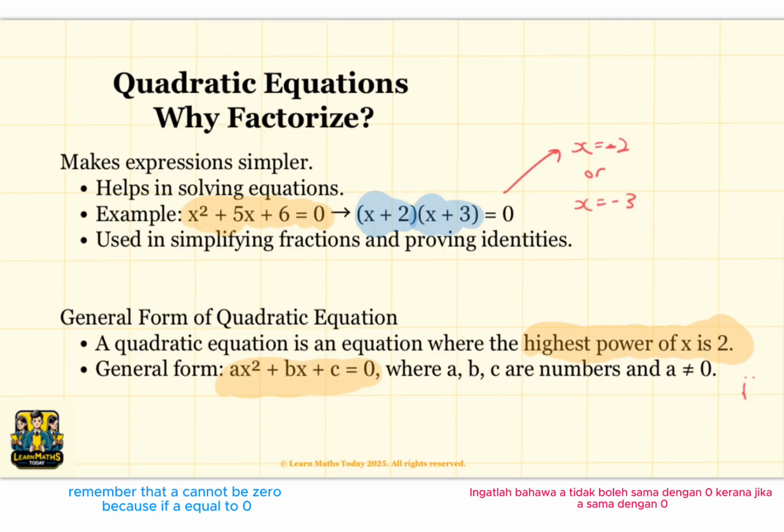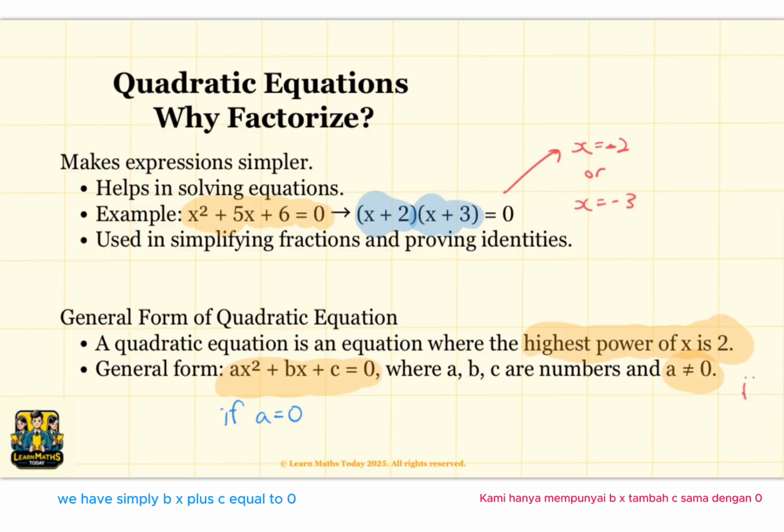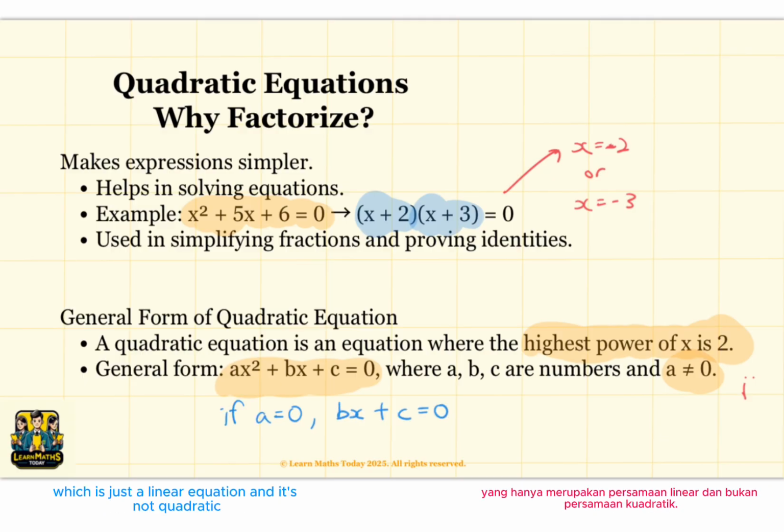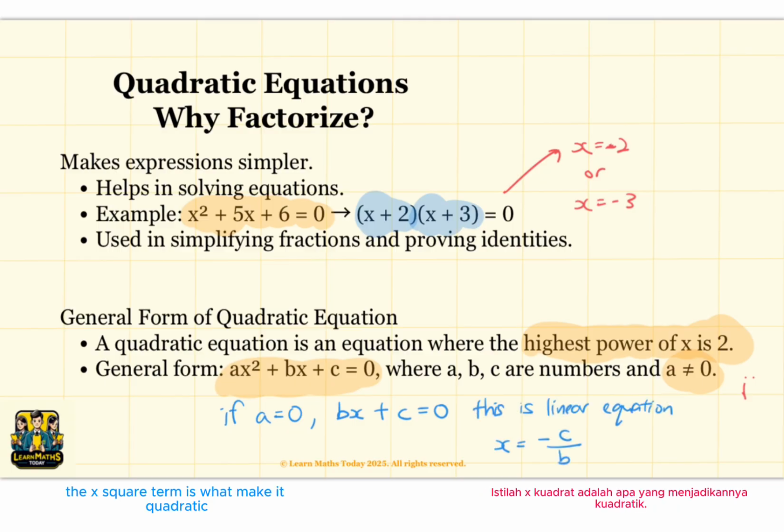Remember that a cannot be 0 because if a equals 0, we have simply bx plus c equal to 0, which is just a linear equation and is not quadratic. The x squared term is what makes it quadratic.